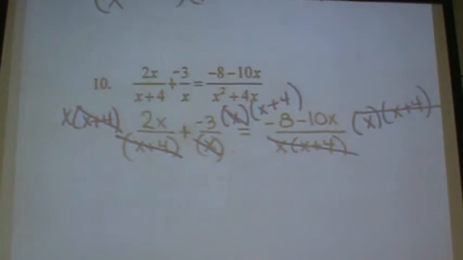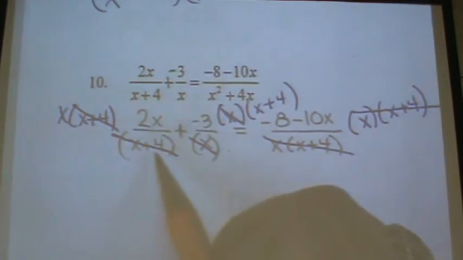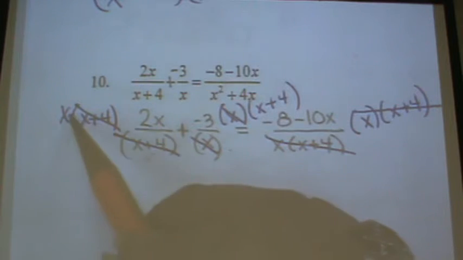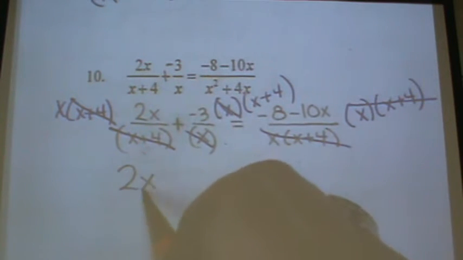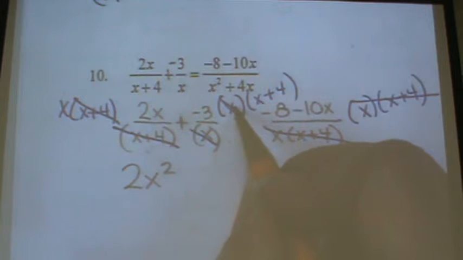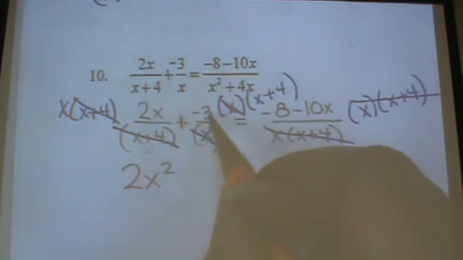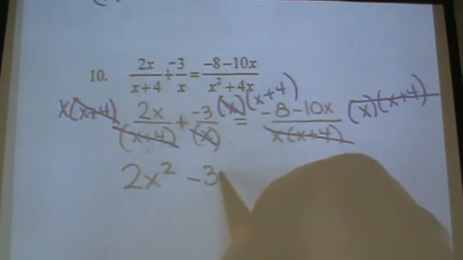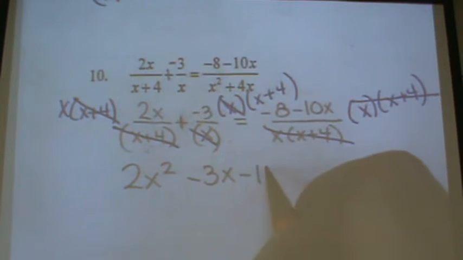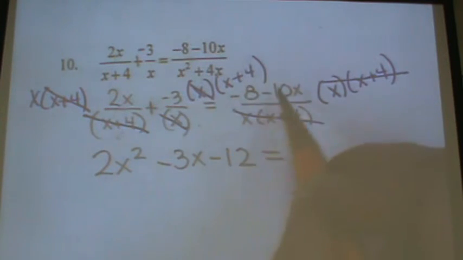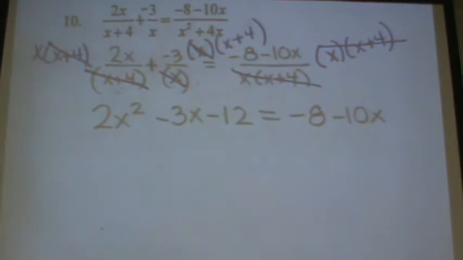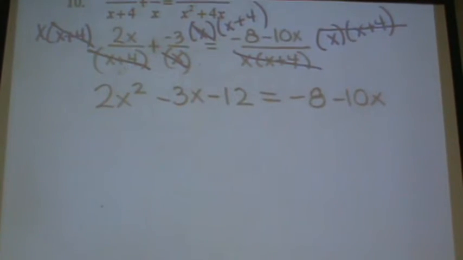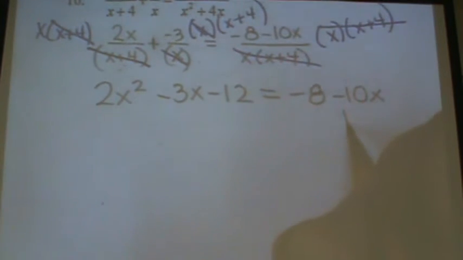So can you tell me what's left has to be put together? What do I have on top here? If I cancel these two out, what's left? 2x squared. If I cancel these two out, what's left? Minus 3x minus 1. Minus 12. And can you tell me what's left here? Next, bring everything to one side.